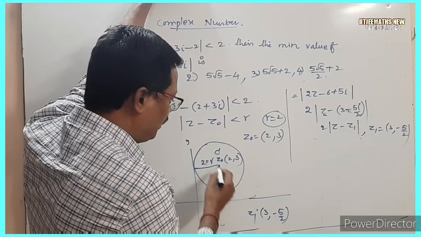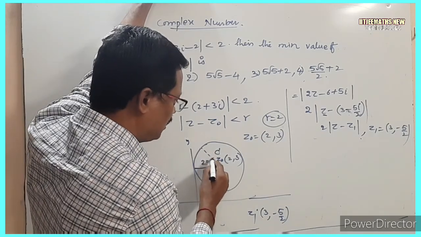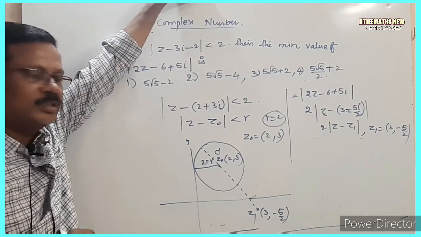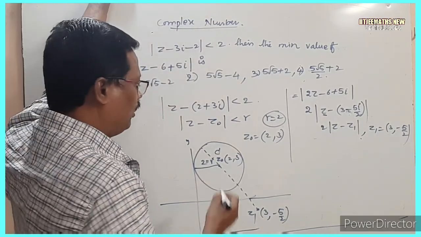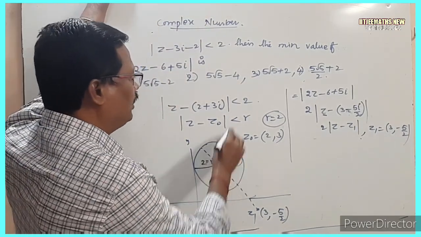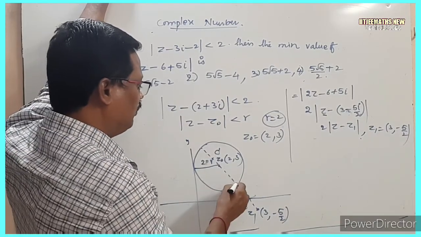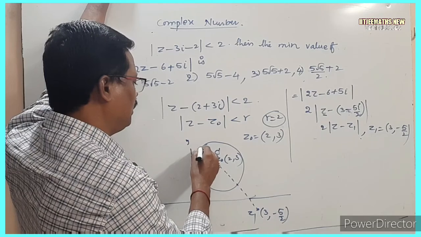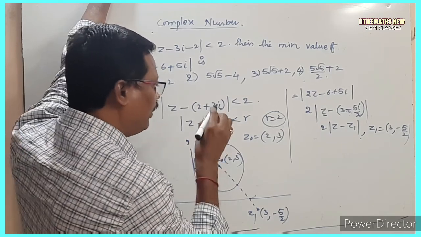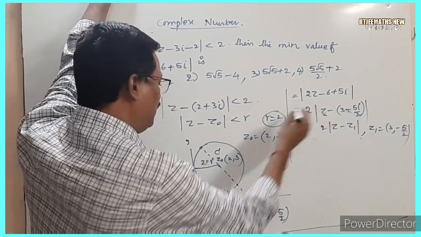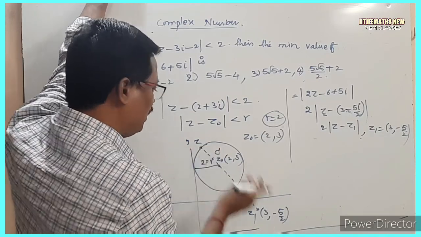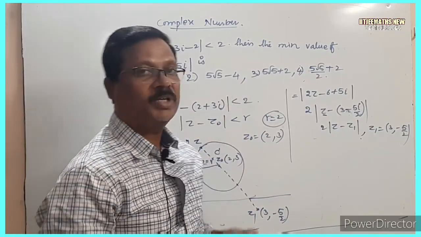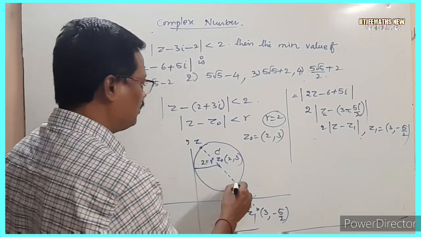Therefore, now if we join the center to this Z1, right. Now Z may be any point interior of the circle. Z may be here, here, here, here. Suppose if I take that Z is on the circle here, then this distance will be the maximum. But they are asking the minimum. That's why Z must be here.